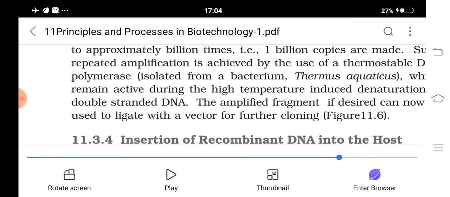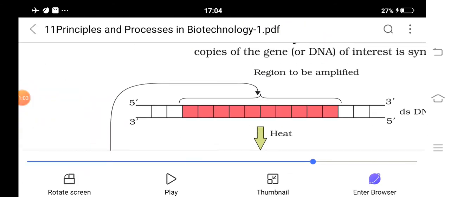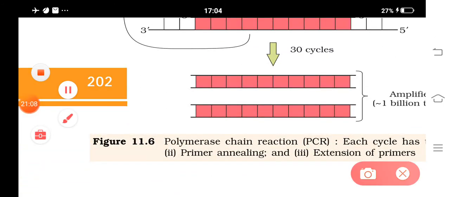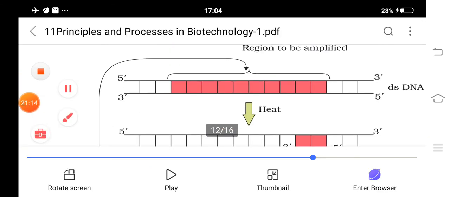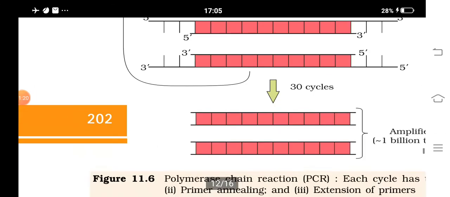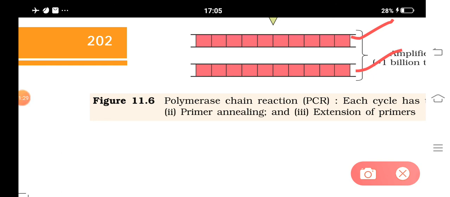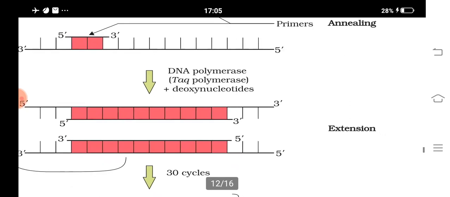So in this way, you can see that from this one strand of DNA, two strands are formed. Where? Here, two strands. Have you seen? And each of these again will undergo the same process: denaturation, the second step is annealing, then next is polymerization, or extension. This step will be continued.